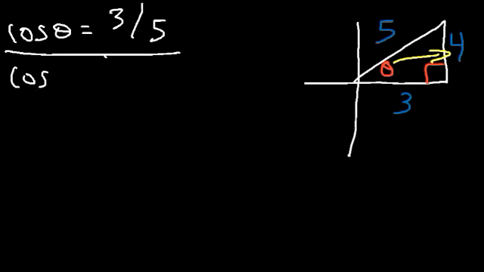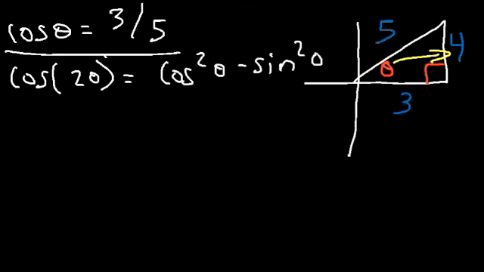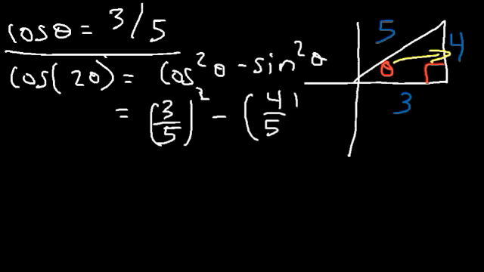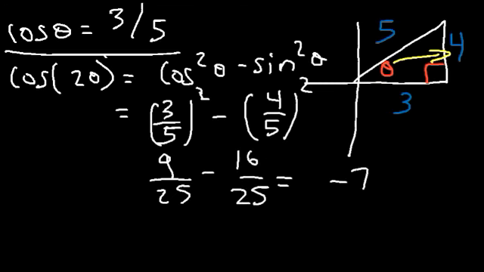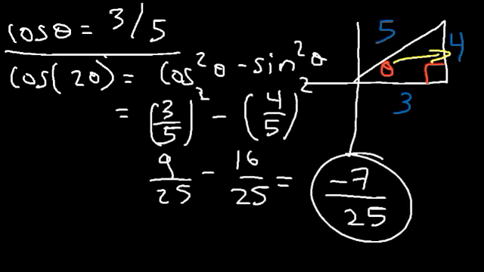Now, if you want to find cosine 2 theta, we can use the equation cosine squared minus sine squared. Cosine squared, that's 3 over 5 squared. Sine squared, sine is 4 over 5. 3 squared is 9, 5 squared is 25, 4 squared is 16. 9 minus 16 is negative 7. So it's negative 7 over 25.